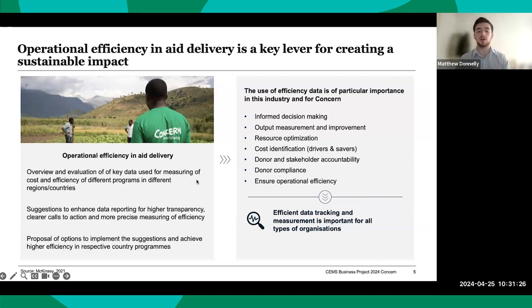We first of all wanted to highlight the importance of using data efficiently and how important it is for this industry and for Concern in particular. Using data in an efficient manner can help make informed decisions. It can improve output measurement and improvement. It can allow you to optimize resource utilization. You can identify cost drivers and savers. It can assist with donor and stakeholder accountability and donor compliance, which is unique for the humanitarian industry. As well as this, it can ensure operational efficiency, which once again is what we are trying to achieve here. I'm now going to pass you on to Max to introduce the second part of this project.